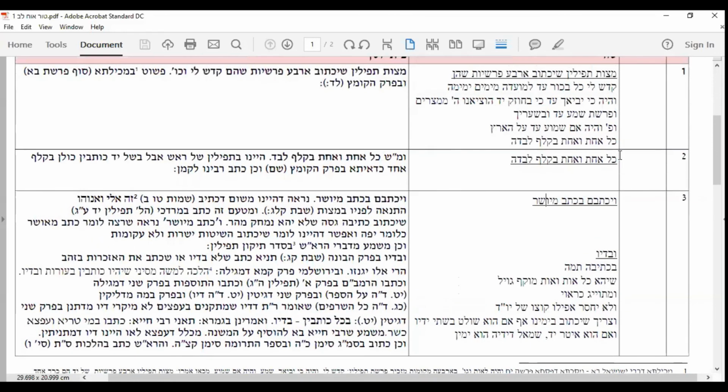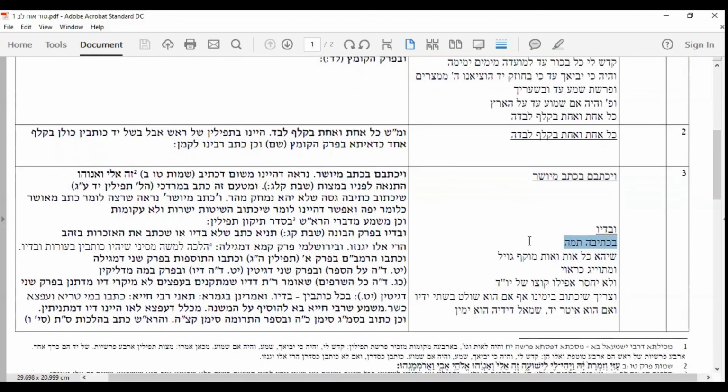So the Tur is still talking, right? He's saying this is the mitzvah of tefillin. It's these four parshiot, each one on a separate piece of parchment. And then he's telling us more detail. Yichtavein b'chtav miyushar: you should write it with a straight script. We'll see different interpretations of that in a moment. Uvidyo: you have to write it with ink. B'chtivat tama, right? You're often familiar with the concept of chtivat tama, but we'll look at that in depth.